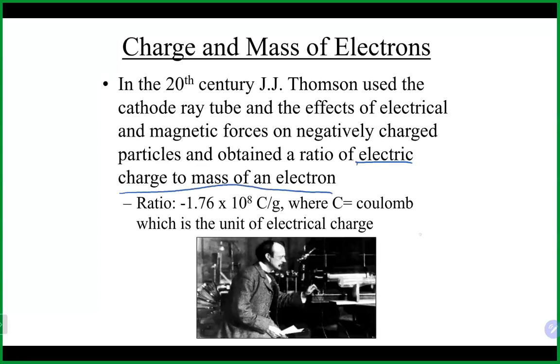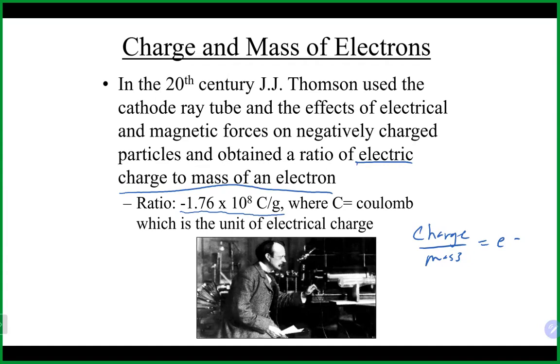So he was able to figure out basically the charge to mass of an electron. And he found that it was negative 1.76 times 10 to the 8 C, which is a coulomb, a unit of electrical charge, per gram. So that's the charge to mass of an electron. This was really a first step towards an understanding of the charge and also the mass of an electron, and it was the work done by Thomson.